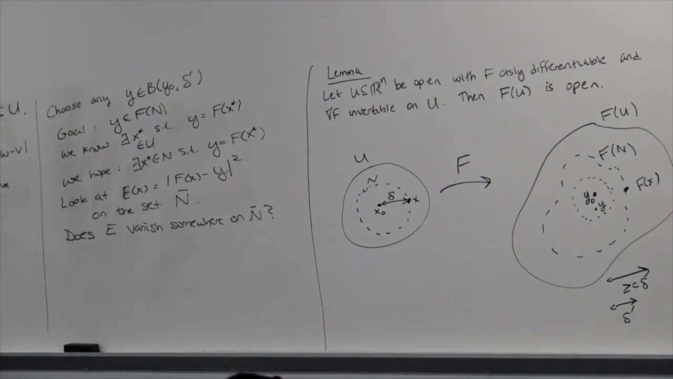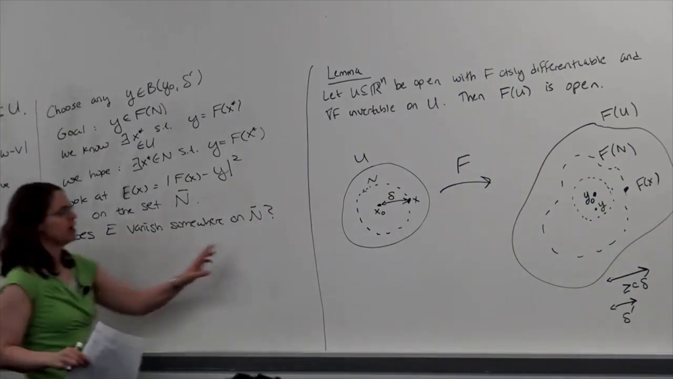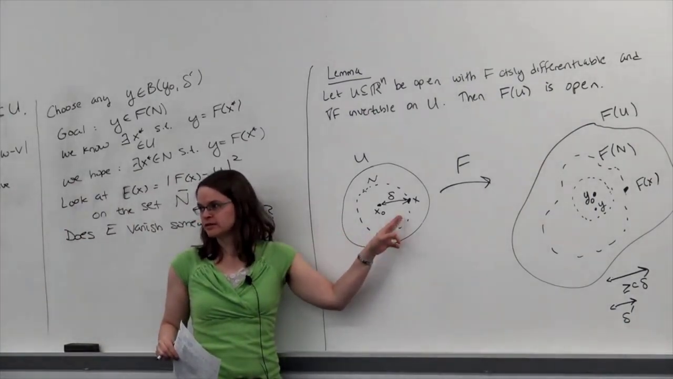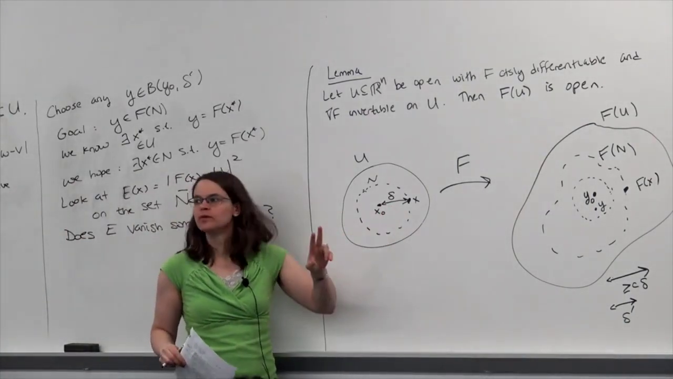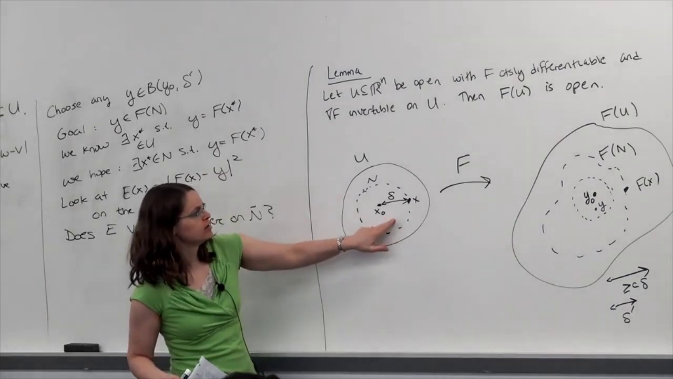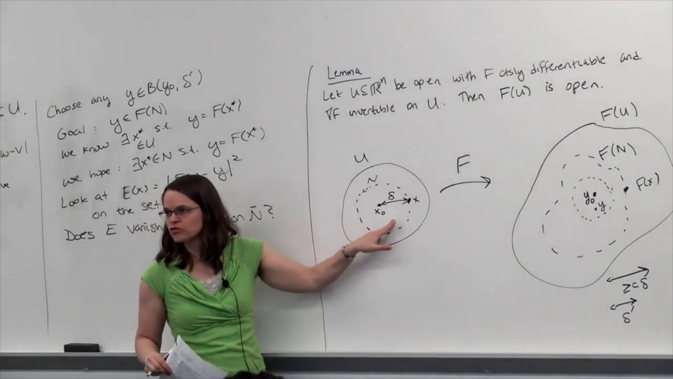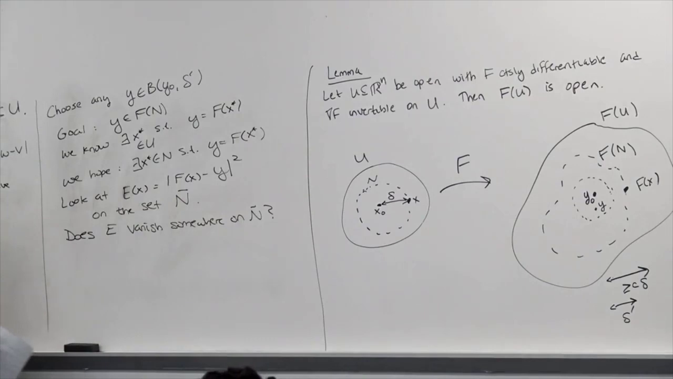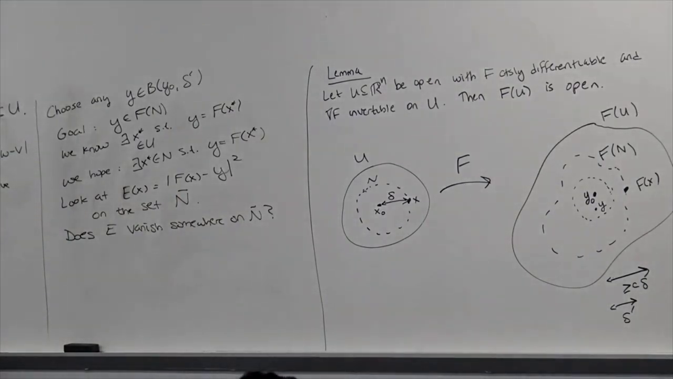If it vanishes, then we're done, right? If we can find one point where it vanishes on this set, and we can argue that it's actually an interior point, that's important too, then we'd be done. Then we would have shown that our x star lives in this set somewhere. So this is what we're hoping. I want to know if it vanishes.